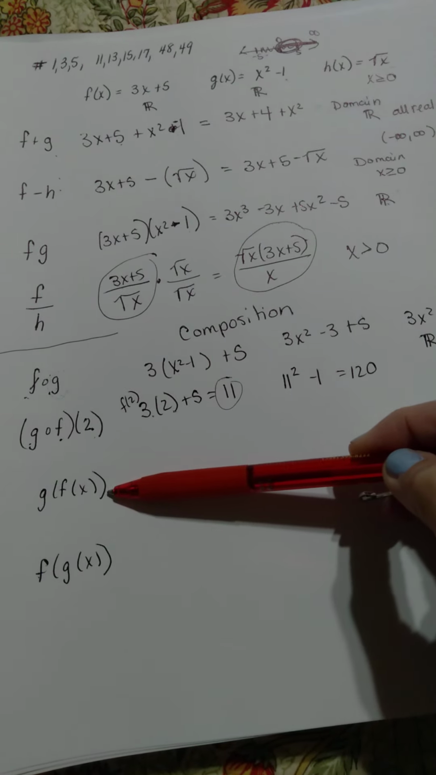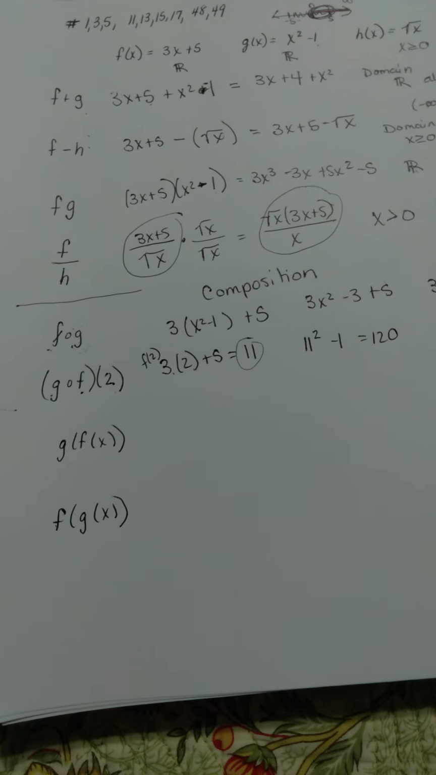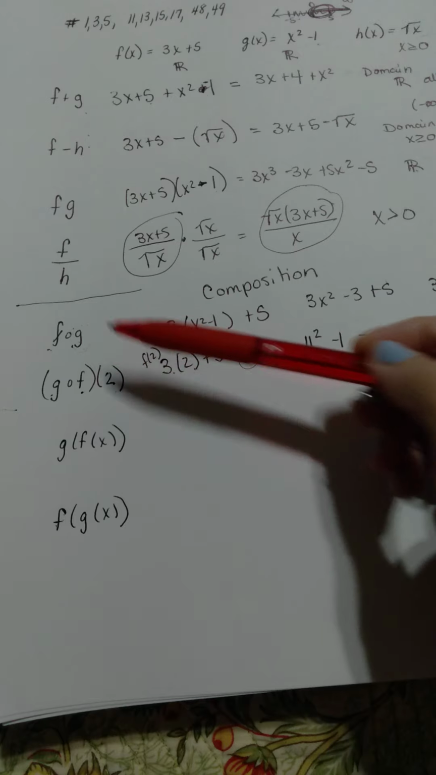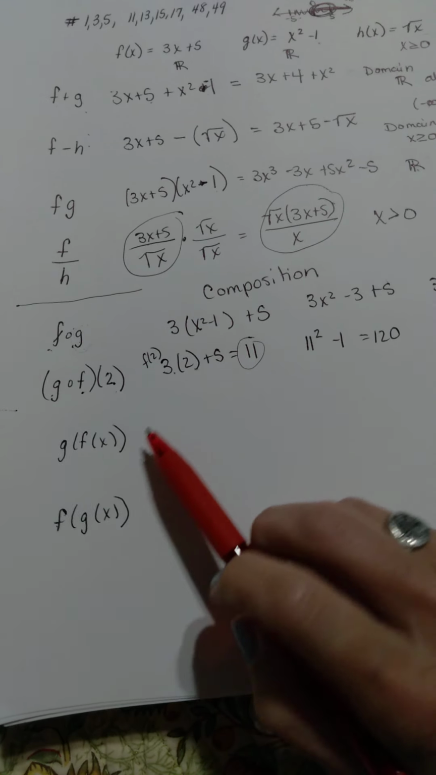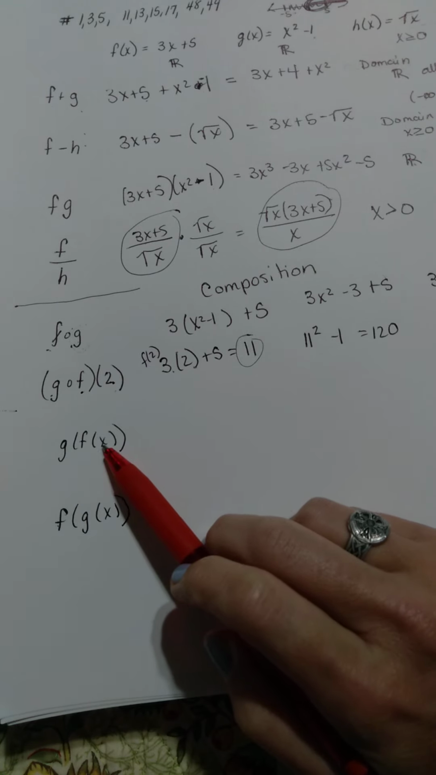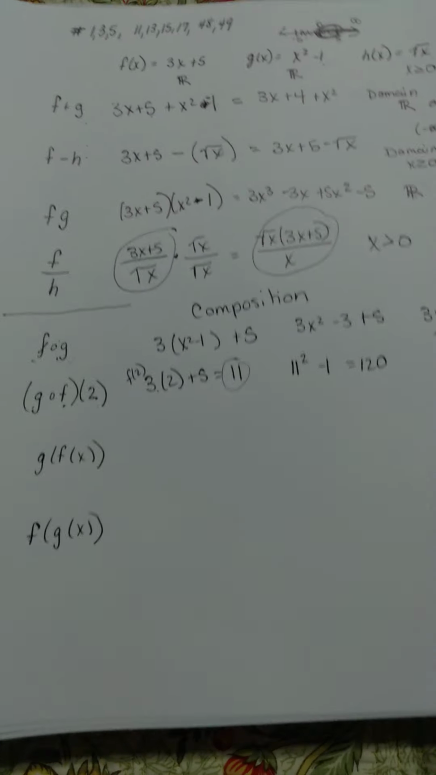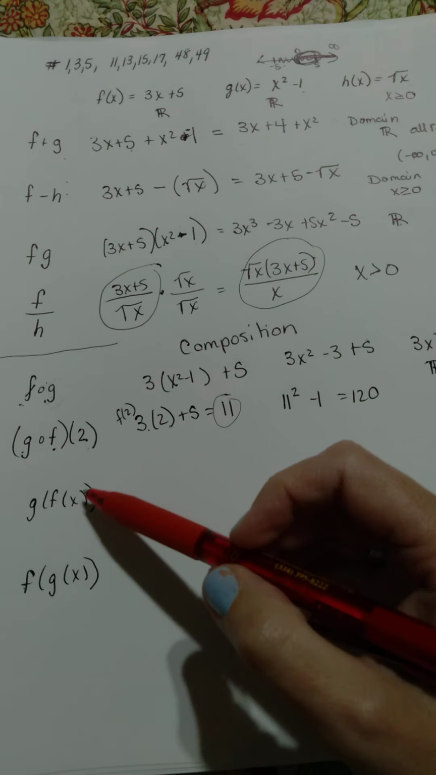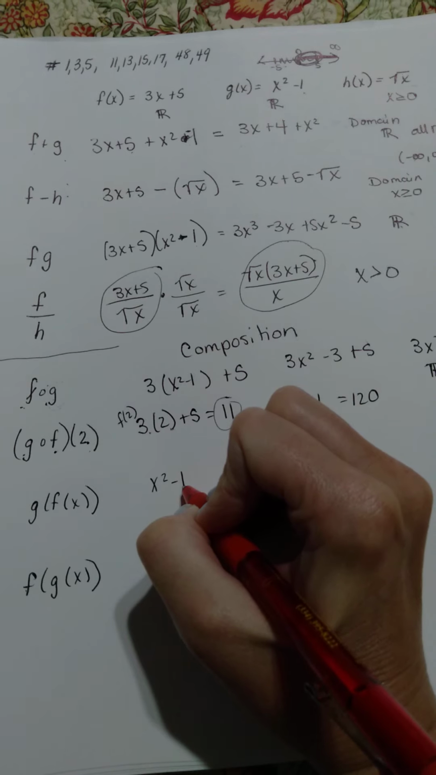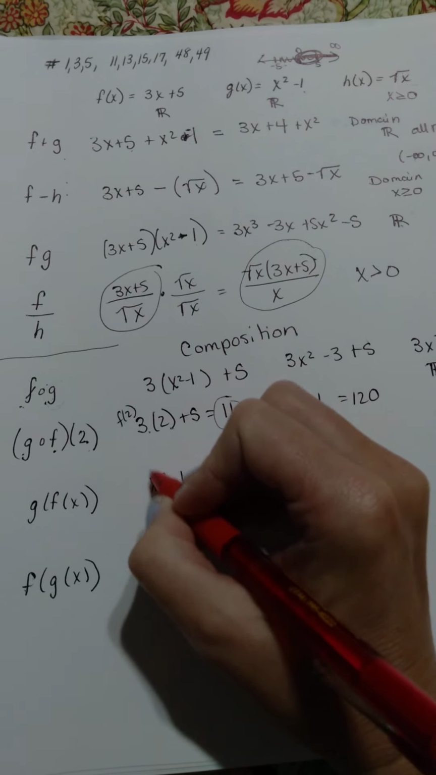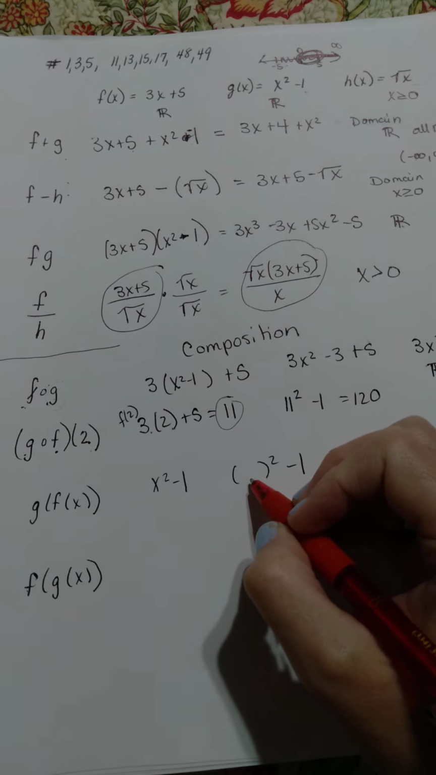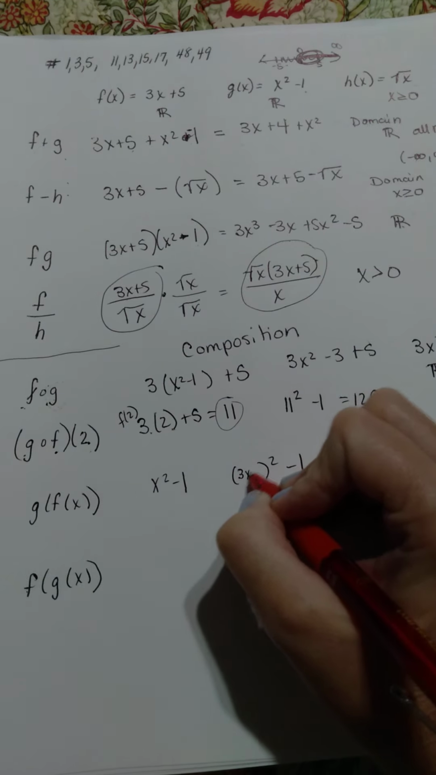Now here I left the x in, so we are going to talk about the domain again. This is another way of writing exactly the same thing. So this means, I think a little more clearly, that we're going to put f inside of g. And we're not going to plug a number in, we're going to leave that x in there. G is x squared minus 1. So we're going to replace this whole thing with the function f, 3x plus 5.